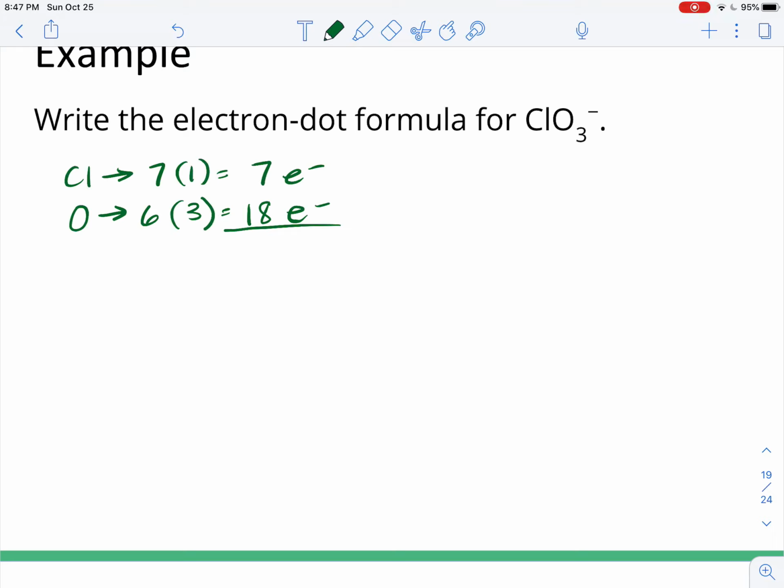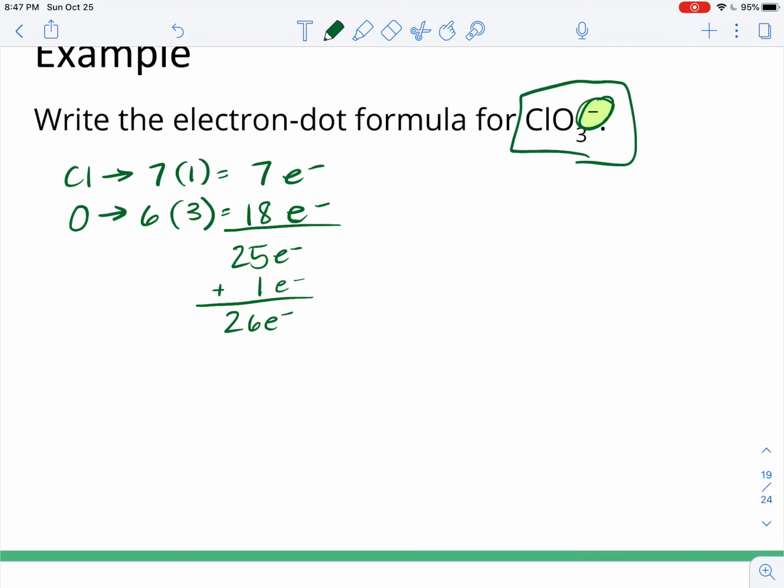All right, so the total here so far is 25 electrons. But don't forget, we need to account for the fact that this thing has a negative charge. If it's negative, remember, I'm going to add another electron. So I have a total of 26 electrons. You're always going to have an even number. If you don't have an even number, that means you probably didn't consider the charge. All right, so here's our even number, 26 electrons, and I can go ahead and, remember, draw my skeletal structure.